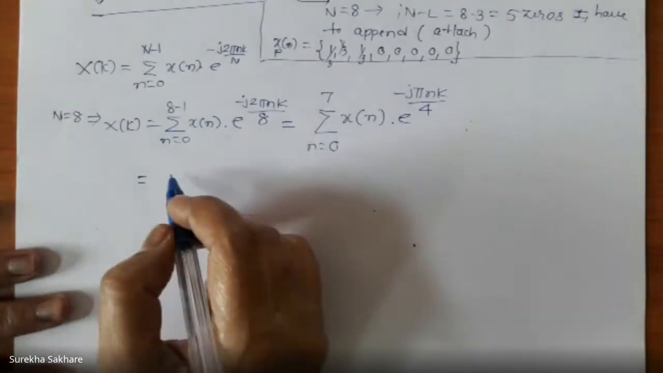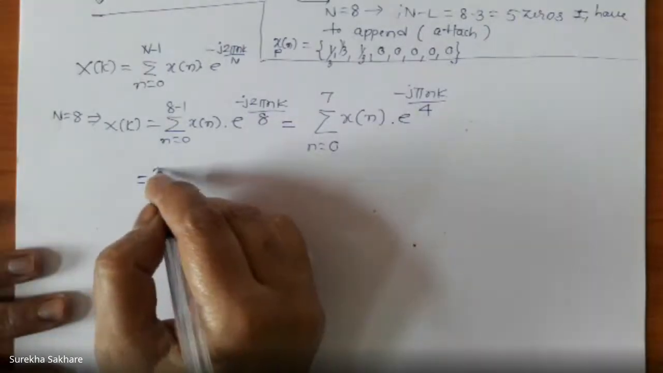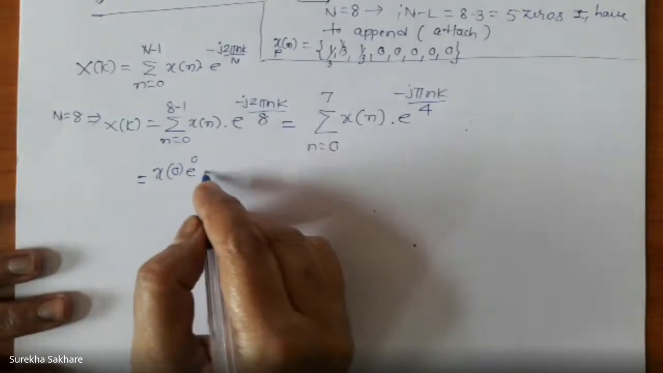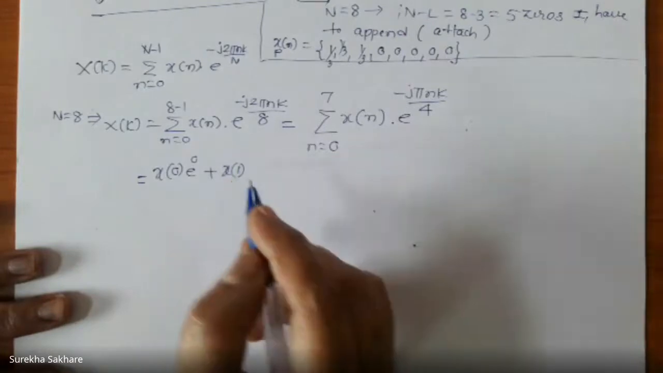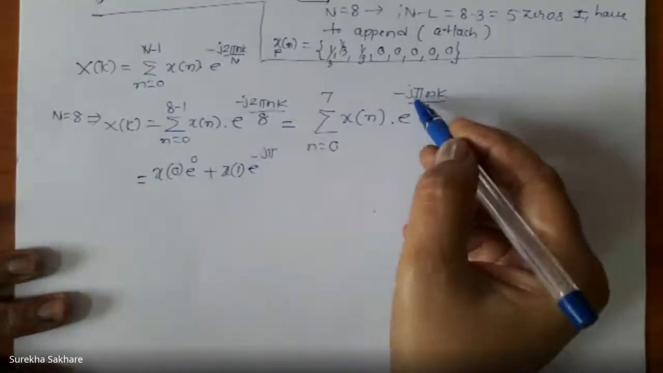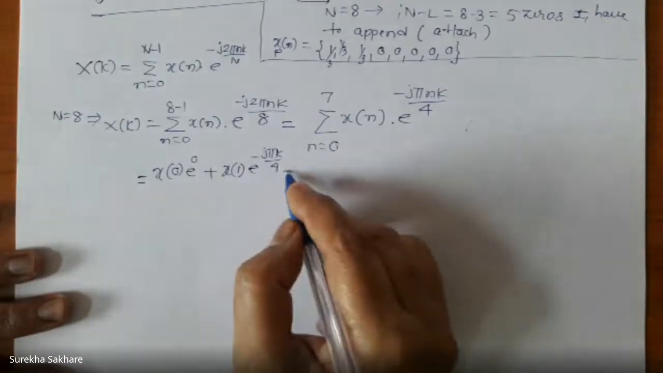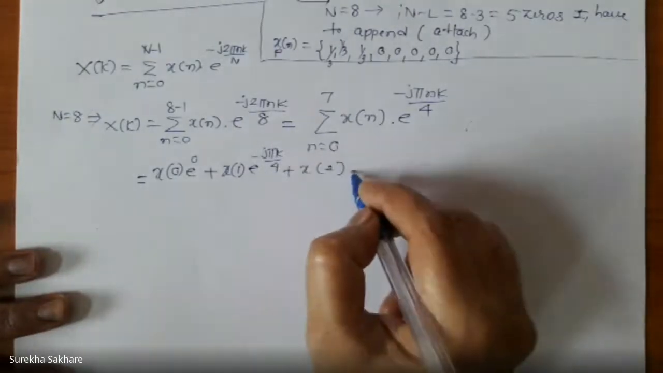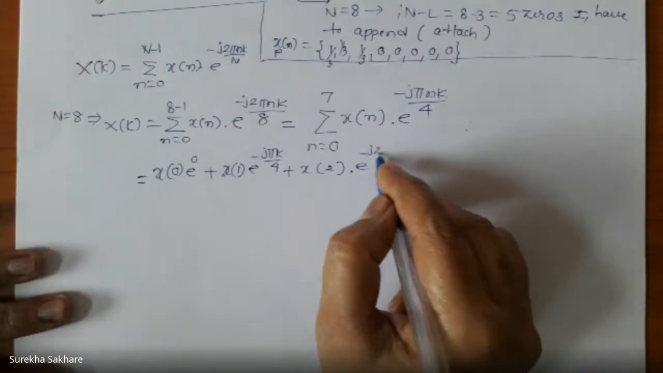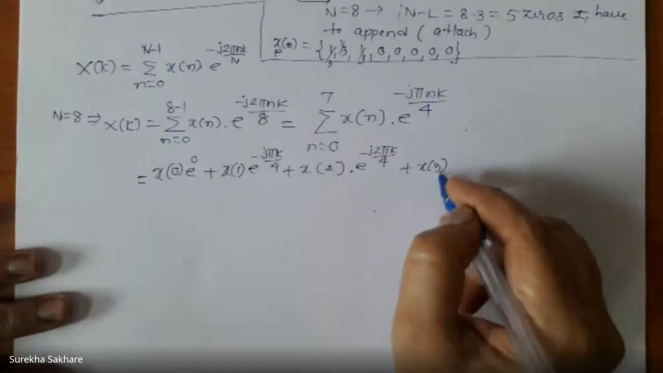So there is no harm in inserting the value of n. Now x of 0, e raised to 0 obviously. Now inserting all values of n. I am putting the first value now, x of 1, e raised to minus j pi, n being 1 here, so it will be e raised to minus j pi k by 4, plus x of 2, second value, e raised to minus j 2 pi k by 4, n has been inserted as 2. Next, x of 3, e raised to minus j 3 pi k by 4.